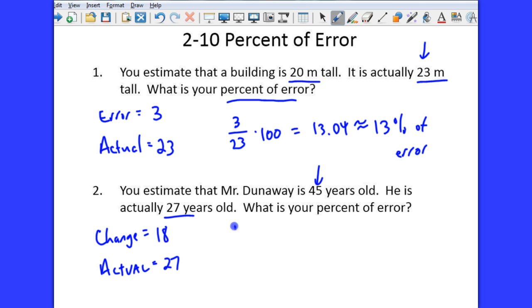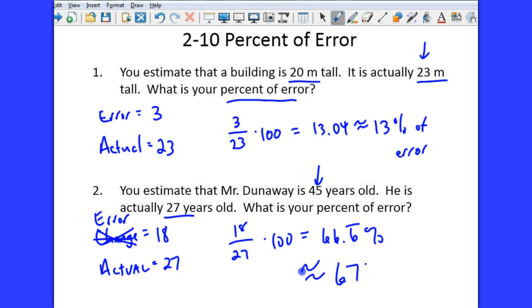All right, let's take the amount of error. And I wrote change, didn't I? I should have wrote error. I bet someone was ready to jump on that for a piece of candy. Nope, that's error. Error was 18, the actual was 27. 18 error divided by actual 27, times 100, and we get 66.6 repeating percent, and we'll call that about 67% error. Wow. Better work on your guessing skills if that's what you thought. If you thought I was 45.